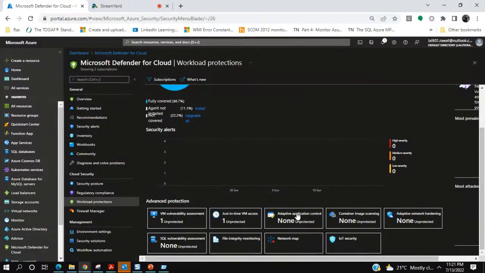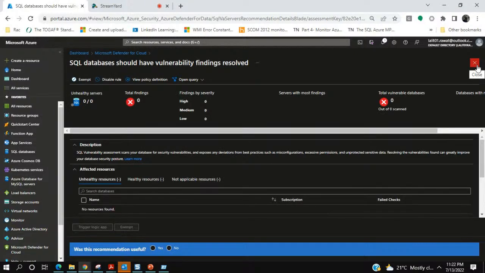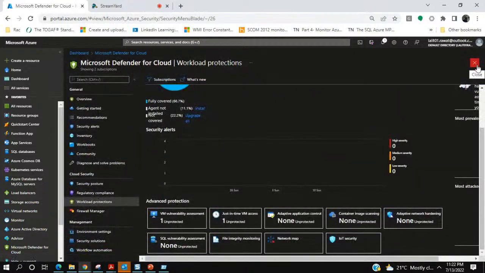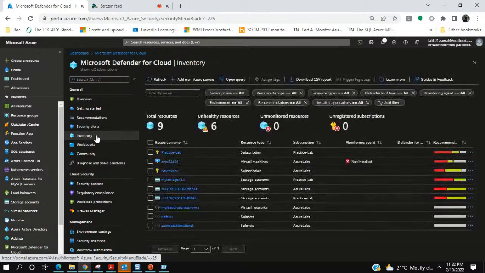Then there's adapter control, container image scanning, adapter network hardening, and networking would be there. SQL related, because I don't have any SQL databases, so it's not going to put that. There's no assessments at all. Otherwise, it just gives you the vulnerability and the solutions as well. So you wanted to configure the security alerts from here. Then what are your inventory? These are your inventory, out of how many resources are unhealthy, unmonitored and all.